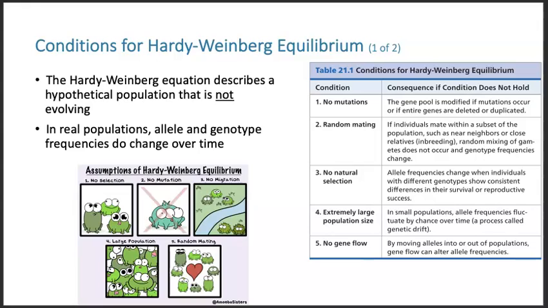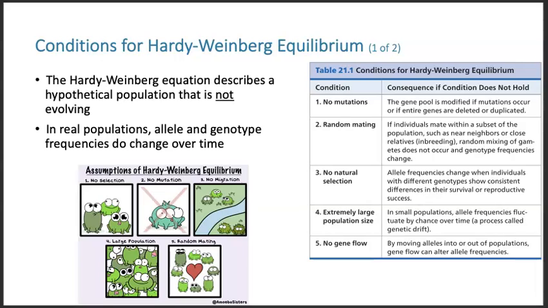So the first thing that we're going to do is understand that while the Hardy-Weinberg equation does describe a hypothetical population that is not evolving, real populations evolve. I mean, real populations absolutely have allele frequency changes and genotype frequency changes over generations. So what are the things that cause these changes?